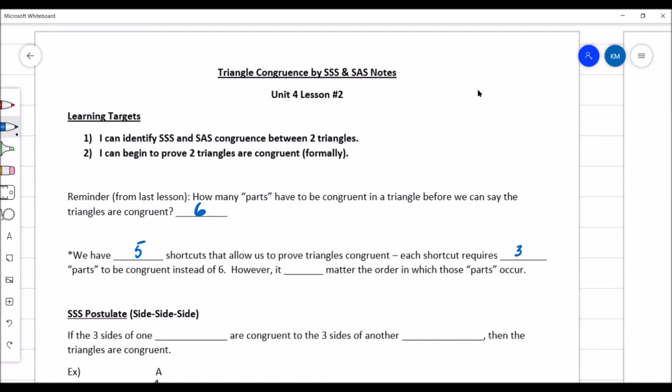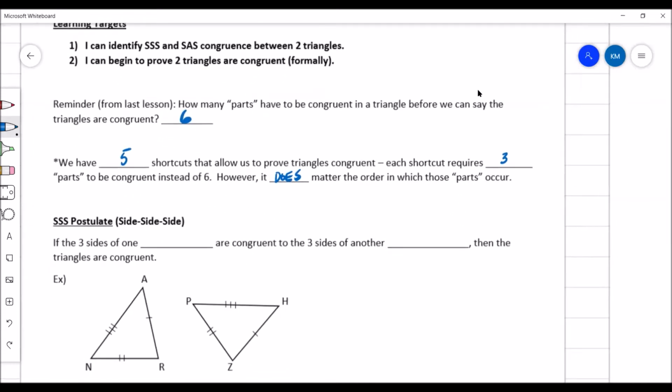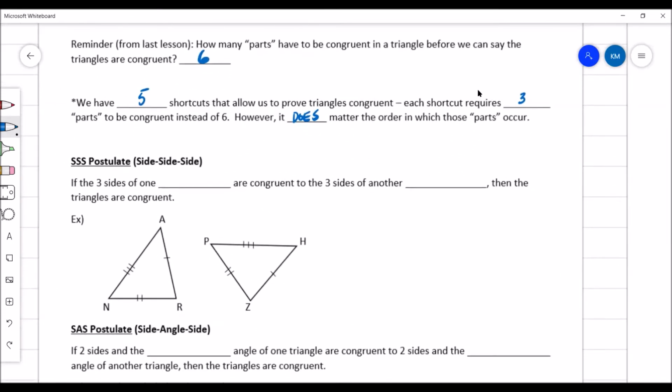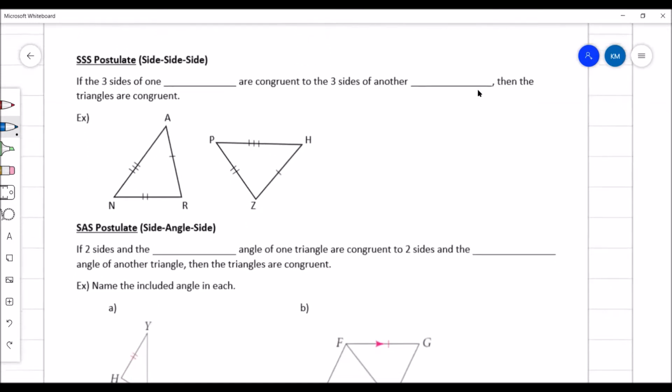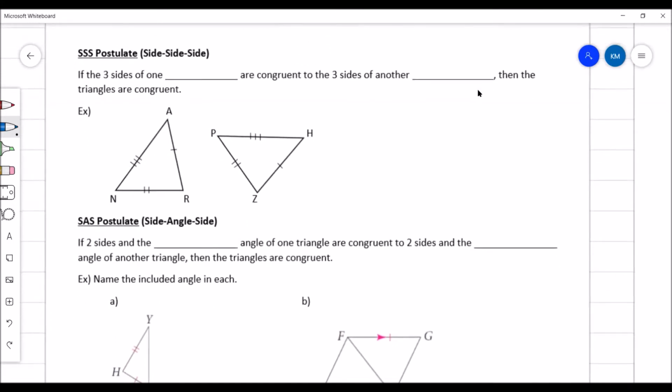However, it does matter the order that these parts occur. So we're able to cut our work in half by understanding and using these shortcuts. So probably important for us to learn and be able to apply. So here you go. First 2 shortcuts we'll deal with today. You already can see that in the title. Side, side, side postulate and side, angle, side postulate.